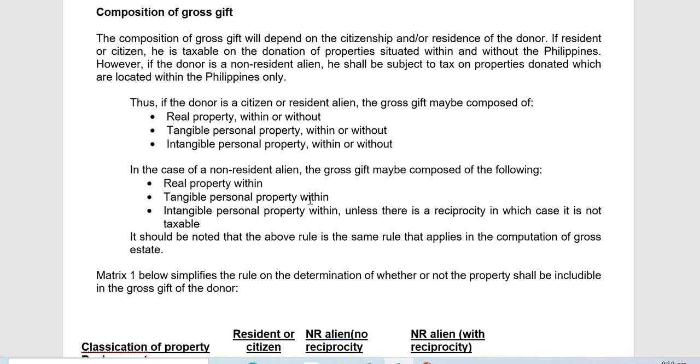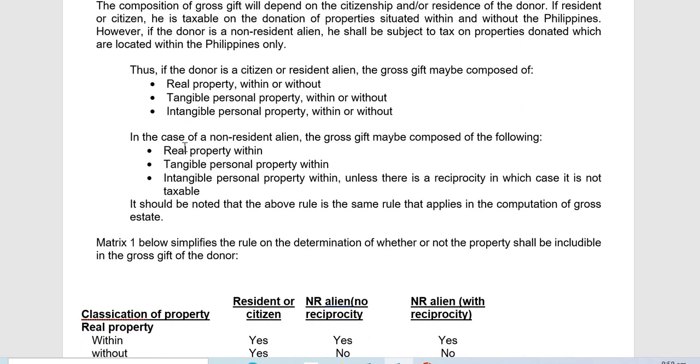In case of non-resident alien naman, the gross gift may be composed of the following. Real property within, tangible personal property within, take note na within lang. Wala siya within and without. And intangible personal property within unless there is a reciprocity in which case it is not taxable. So, pag na-apply ang reciprocity rule, of course, ang intangible personal property within, dili siya subject to donor's tax, exempt siya. It should be noted that the above rule is the same rule that applies in the computation of gross estate. So, same thing lang.